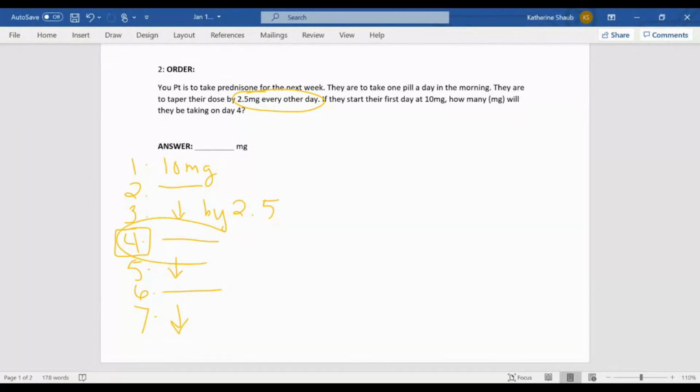So what is that day 4? Well, you just need to do 10 minus 2.5, which brings you to 7.5 milligrams. So that is your answer, 7.5 milligrams they will be taking on day 4.